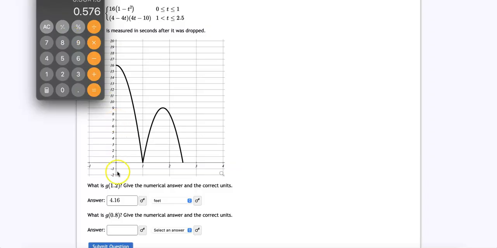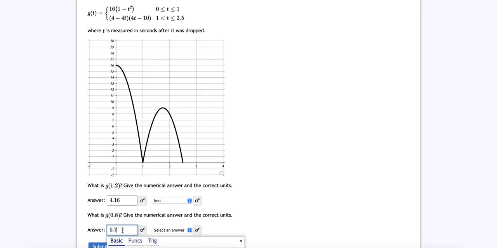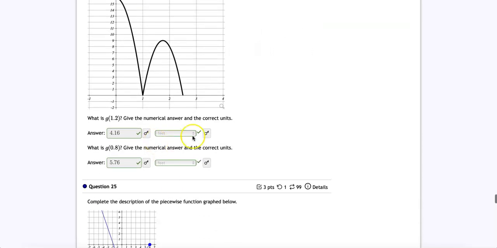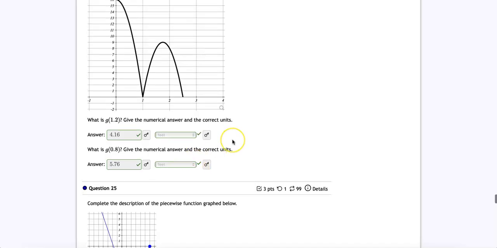Which I can tell is incorrect because I expected from 0.8, then I'd be up here between 5 and 6. So using the graph to check myself is a good thing. What I can observe is that I typed in 1.6 instead of 16 by accident. So I try again. Now this gives me 5.76, which makes a lot more sense. And now I submit my question, and I've got that all right. Don't forget the units, because you can lose points on that.